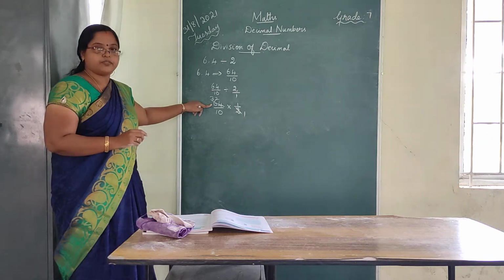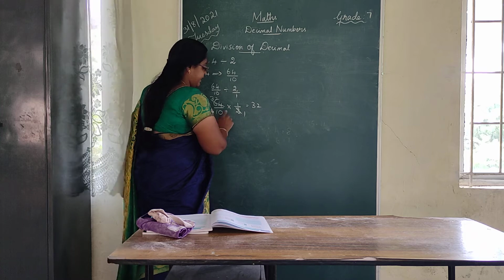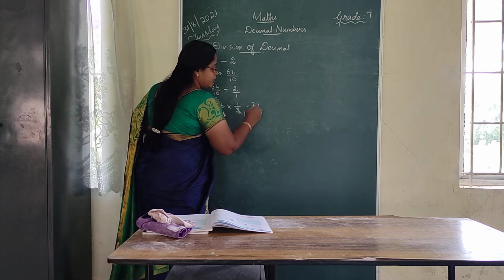32 2s are 64. Okay. The answer: 32 into 1 is 32, and 10 into 1 is 10. So now we can write the answer.